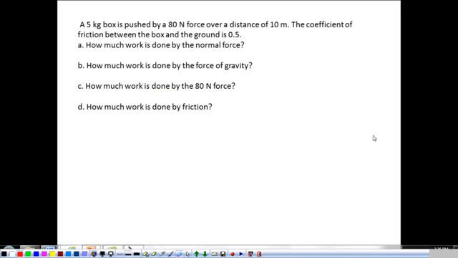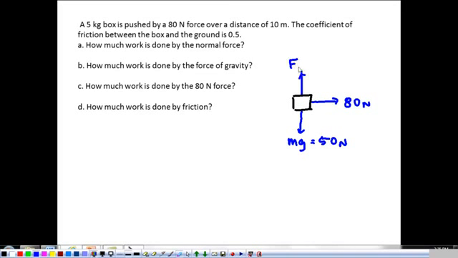Now, here's an example that's going to have us look at net work and kinetic energy. So, we have a box, and we're going to draw all the forces acting on this box. First thing we know is that we have an 80 Newton force acting to push the box. It's a 5 kilogram box, so we know that it has weight. Because it's a 5 kilogram box, we know that weight is 50 newtons.